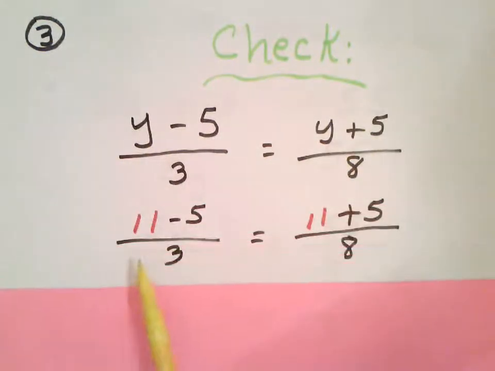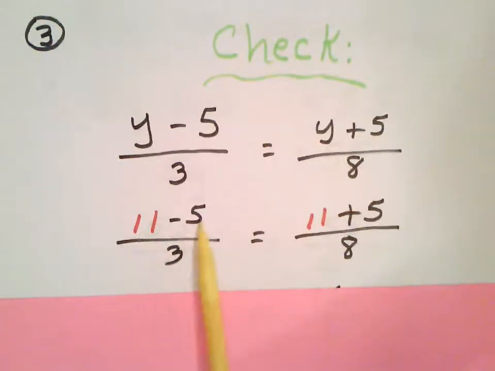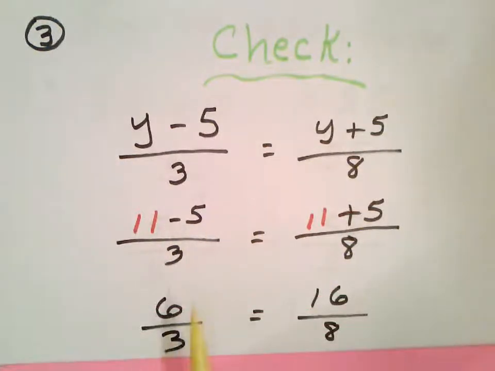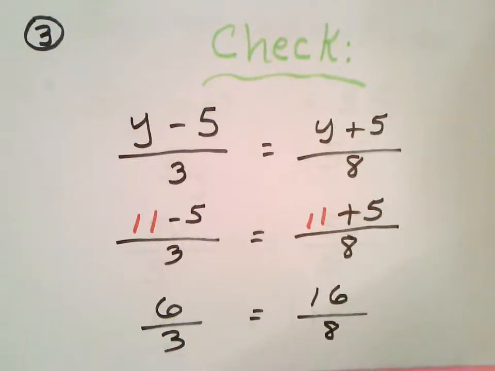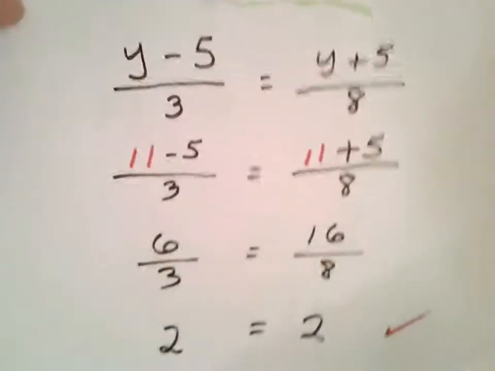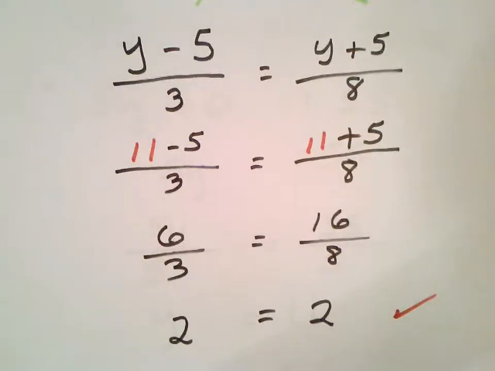Substitute 11 for the y. 11 minus 5, 6. 6 over 3. 11 plus 5, 16 over 8. 3 will go into 6 twice. 8 will go into 16 twice, and it checks. So we have done that.